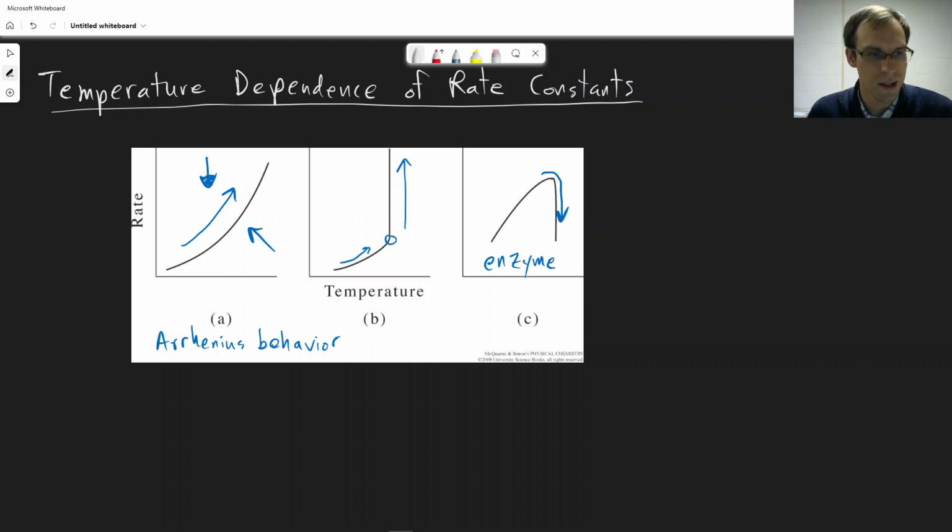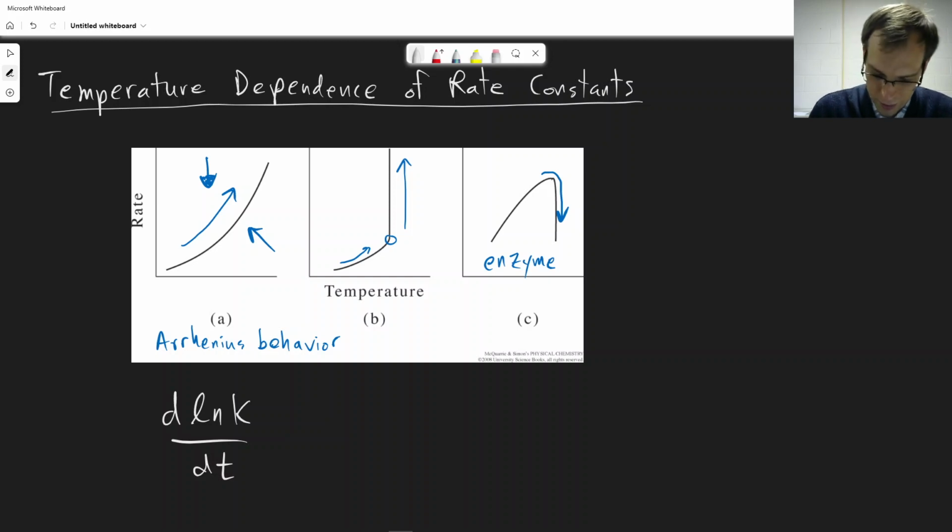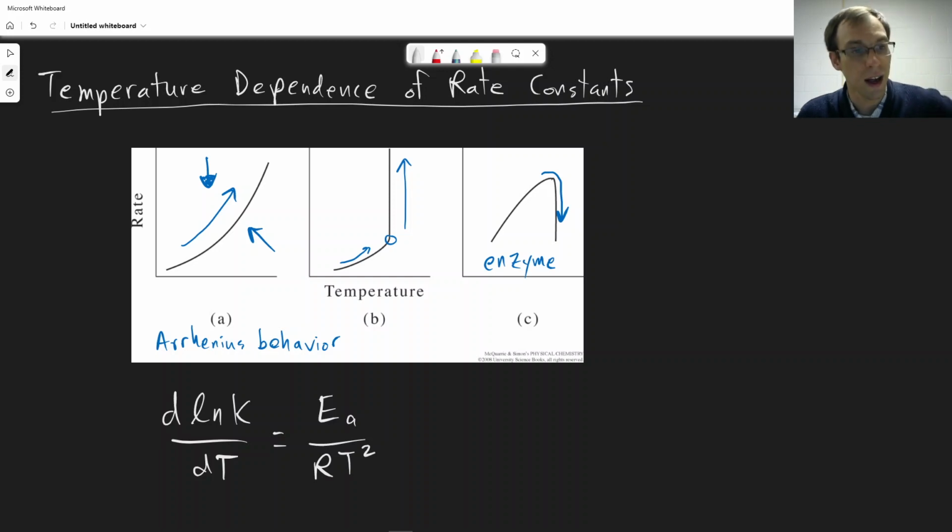This behavior is governed by an empirical equation, so based on experimental data, where we have d ln k. This is not to be confused with the equilibrium constant. This is the rate constant, since we're talking about kinetics. So the rate of change of the natural log, and that's not time, that should be temperature. The differential of the natural log of the rate constant with respect to temperature is given by this empirical formula, a constant that's called the activation energy, divided by RT squared.